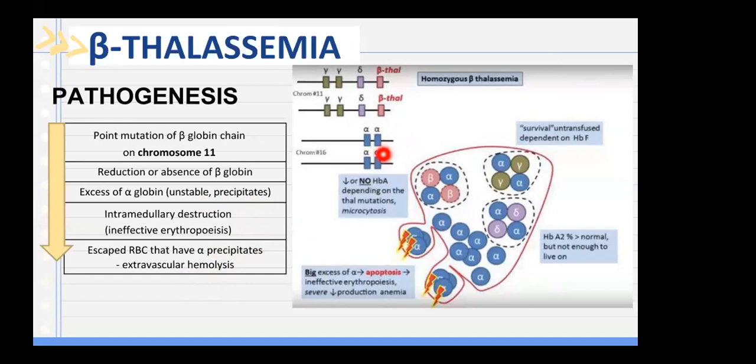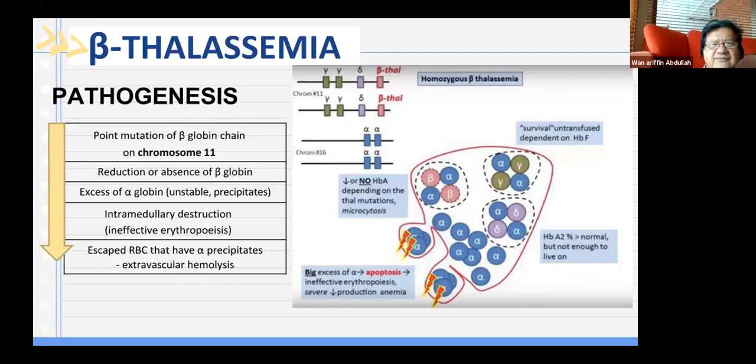As we can see here, there is reduced or no HbA depending on the thalassemic mutation, which causes microcytosis. And then the big excess of alpha chain causes apoptosis, intravascular. And it causes severe reduction in production, and anemia. But the survival of the untransfused depends on HbF. And then hemoglobin A2 percentage is above normal, but not enough to live on.